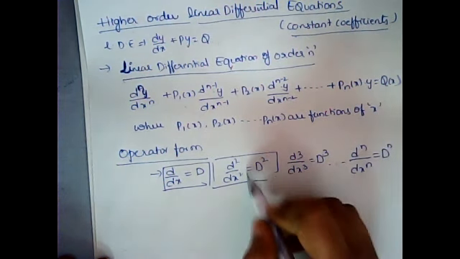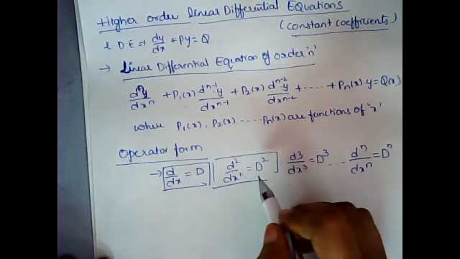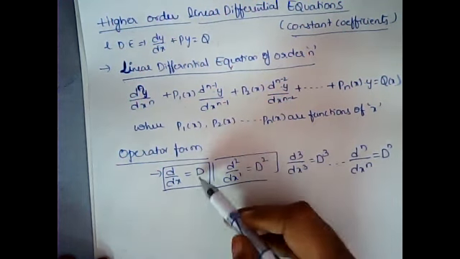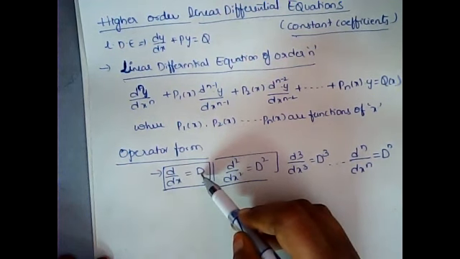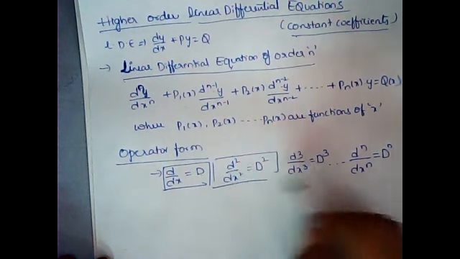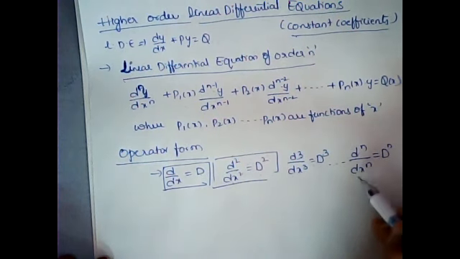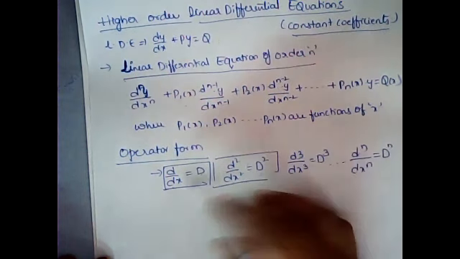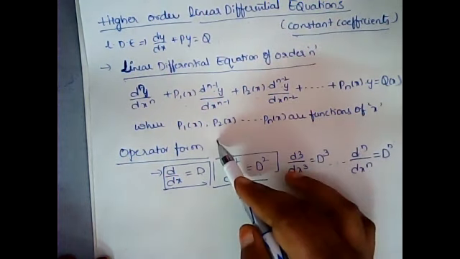Okay, so this capital D is nothing but the differential operator. So d by dx is nothing but capital D, d square by dx square is nothing but capital D square, and so on. In the same way, d power n by dx power n, we will be getting in the form of D power n. So first we need to change it into the operator form here.